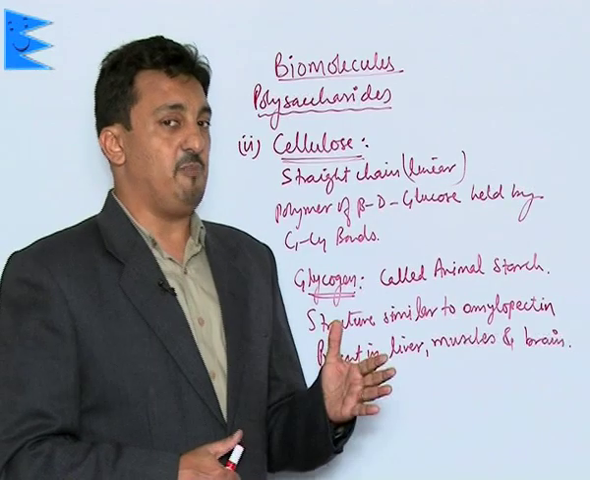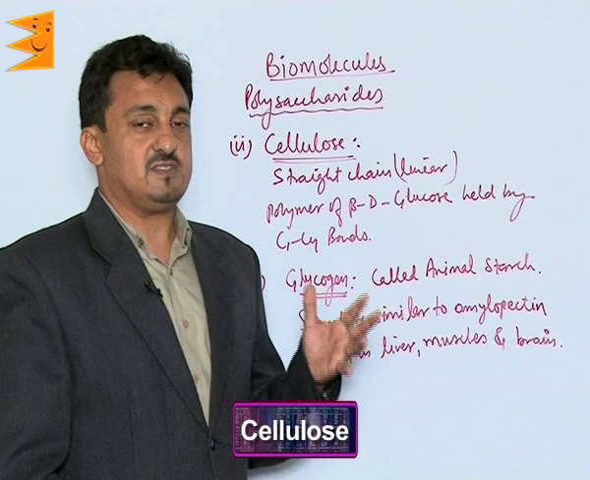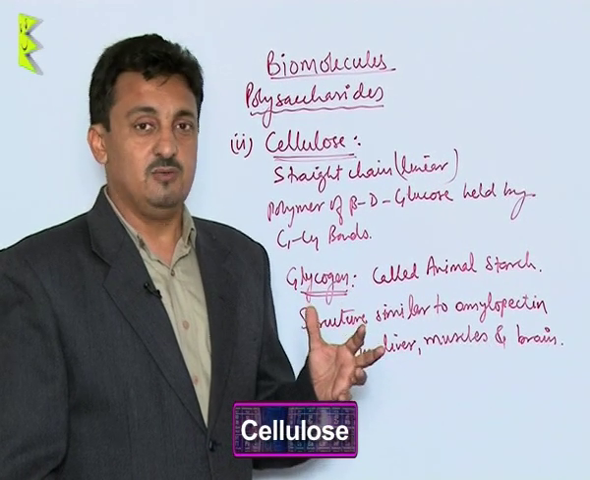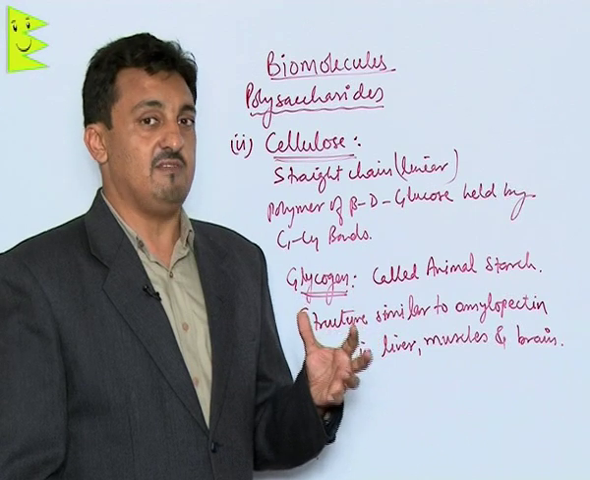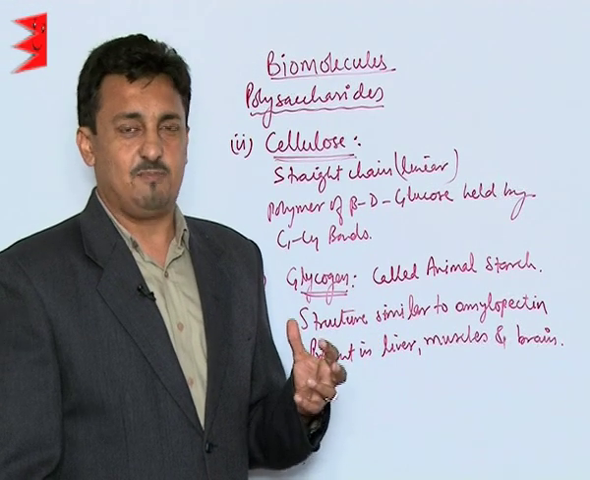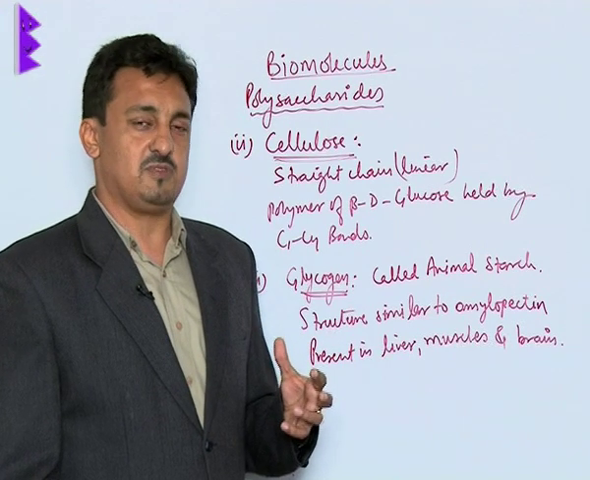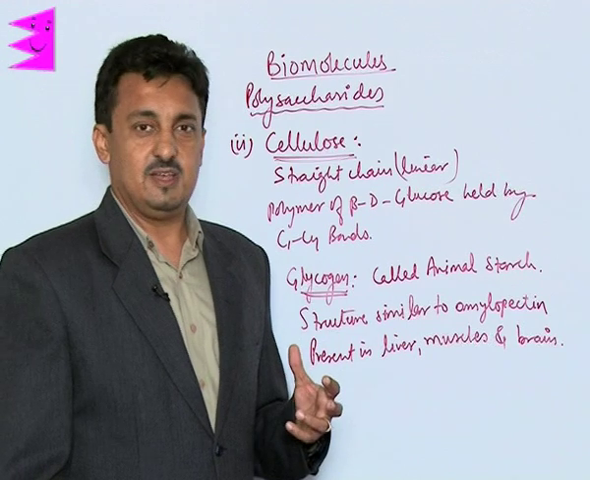The second type of polysaccharide is cellulose. It is one of the most abundant molecular species we have in the plant kingdom. It mainly exists in the cell walls of plants, and that is why it is the most abundant biomolecule in the plant kingdom.